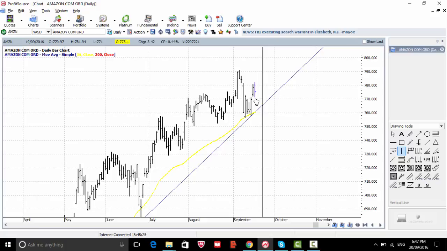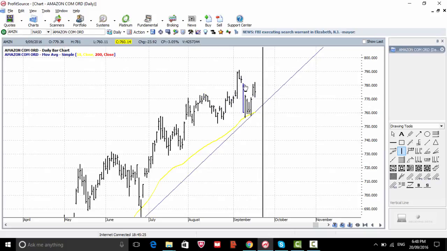Now all I'm looking at Amazon doing is just continuing its trend and moving to the upside. I'm expecting it to move up above its most recent high. So on this particular trading day, the high of the day was 781.94, and I'm expecting the stock to continue and close above its previous day's high, which is the current trading day. Okay, and so somewhere between 780 to 790 is all I want the stock to actually do.